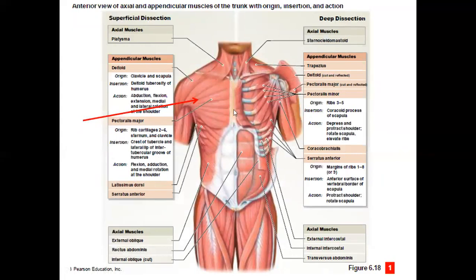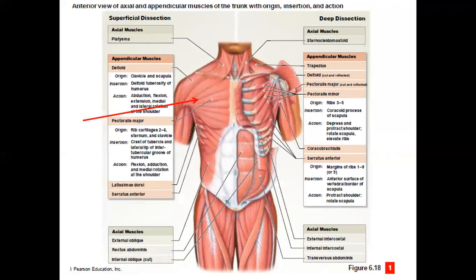So the origin's over here on the sternum, and the insertion's out here on the humerus. So the actions that you can do are basically flexion of the upper arm, the pectoralis major, adduction of the arm, bring it closer to the midline of the body, and medially rotate, right? So you can do a lot of actions with this muscle. It's a big muscle, it's a strong muscle.